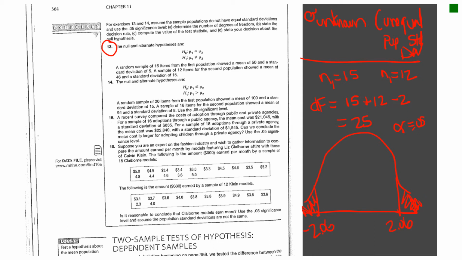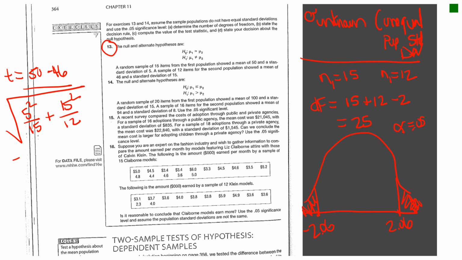But then the actual formula would be, I'm going to write it way up here. Your test stat would be 50 minus 46, so there's your numerator, all over the square root of 5 squared over 15, because that's your sample 1, plus 15 squared over 12. Now notice, as you compare the two sample standard deviations, they are different. One is 5, the other one's 15. So there's where you get into this unequal assumption. But once you plug it into this equation, you're going to get about a 0.89 test stat.